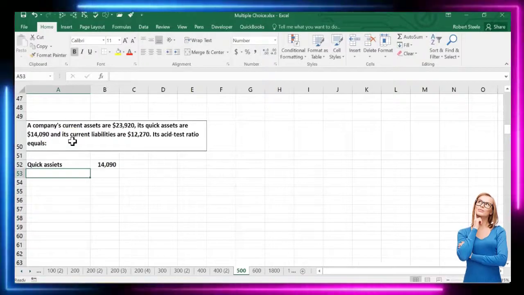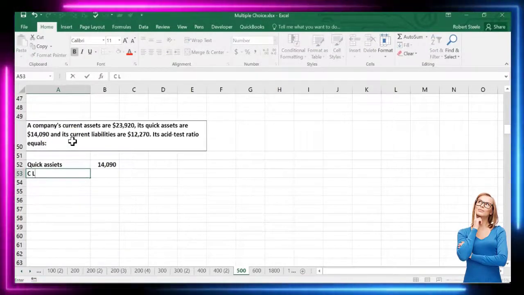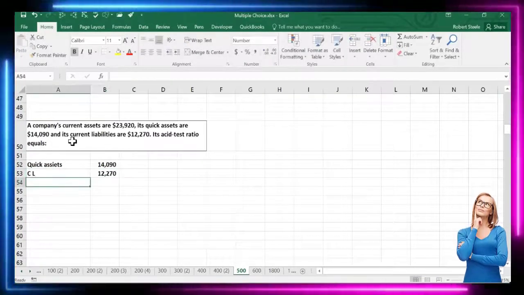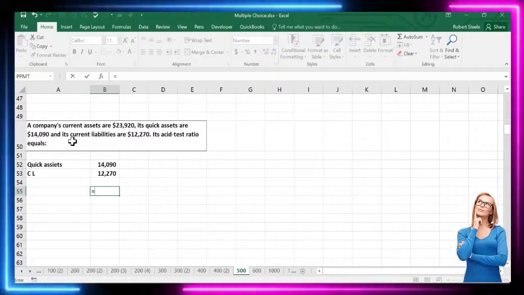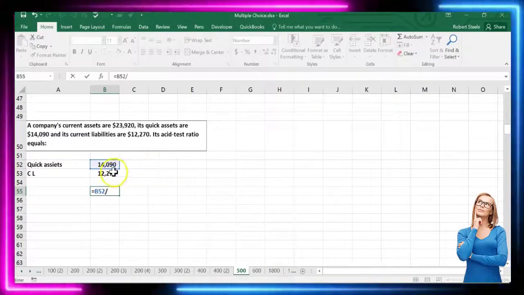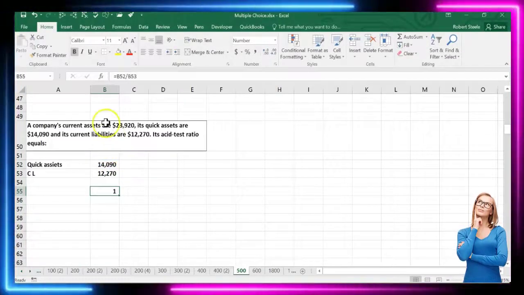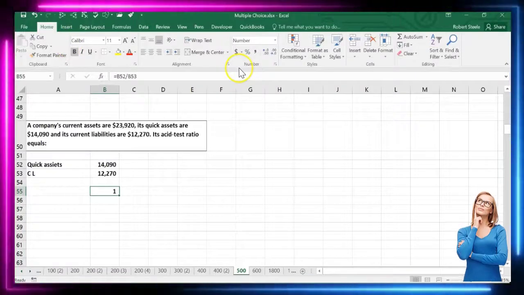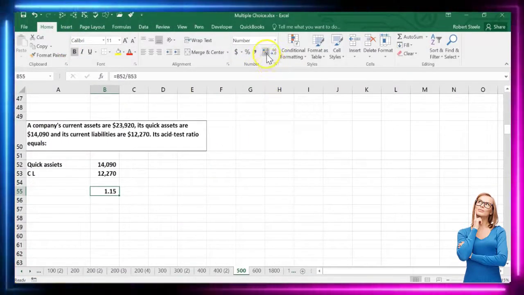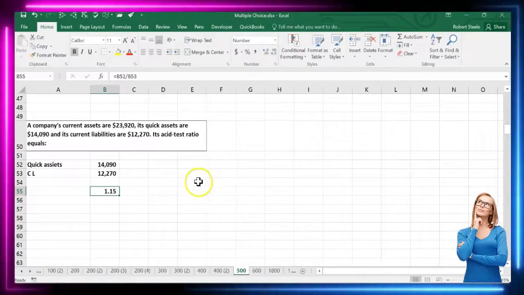It's always going to be less than the current assets. And we're going to divide that by the current liabilities. I'm just going to say current liabilities, which were 12,270. So we then will take the 14,090 quick assets divided by 12,270 current liabilities. Then we need to add some decimals. So I'm going to go up to the home tab, the numbers group, and add decimals like so. 1.15. Again, it might be a little bit longer, but most problems will take it two places out like so.